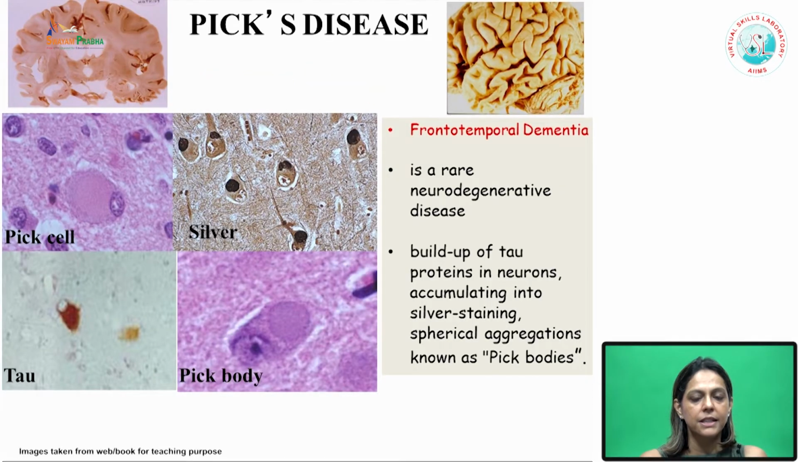And Pick's disease characteristically presents similar to Alzheimer's, but it involves the frontotemporal region of the brain and is known as frontotemporal dementia. And it's quite rare as compared to Alzheimer's. But what is characteristic of Pick's disease is the presence of intracytoplasmic inclusions which are known as Pick cells. And as you can see in this silver stain section, they stain very well with the silver stains, and these are known as Pick's bodies.